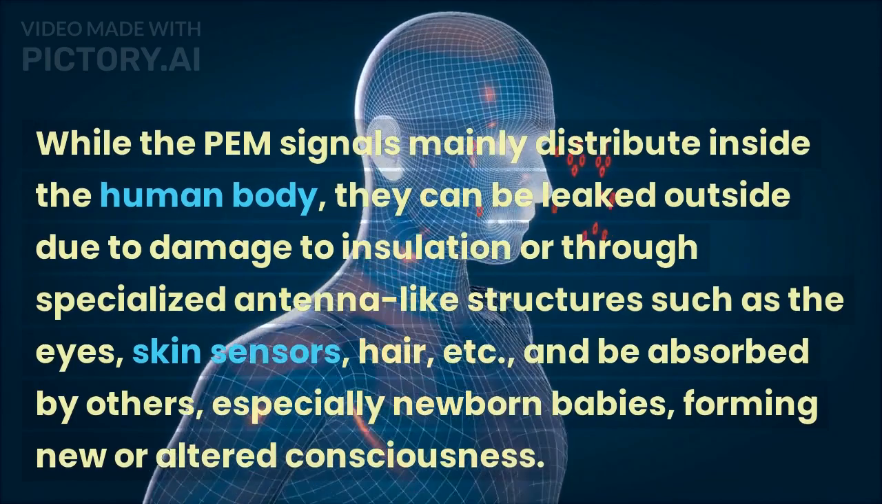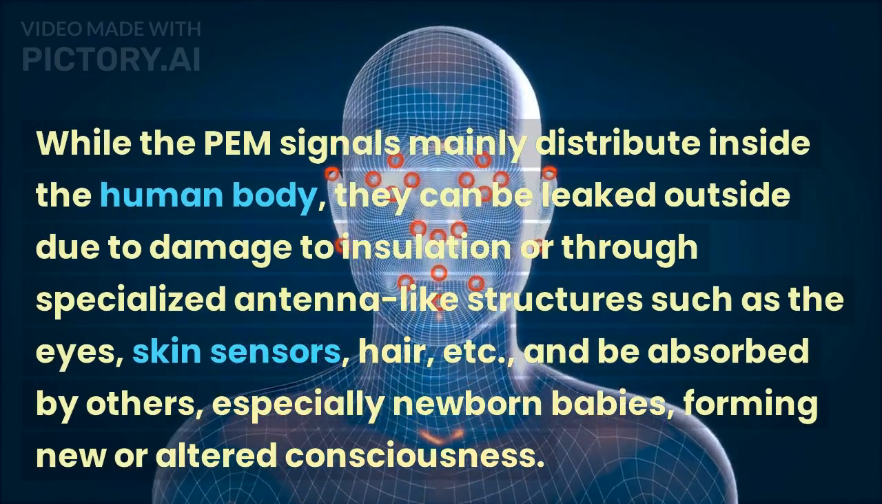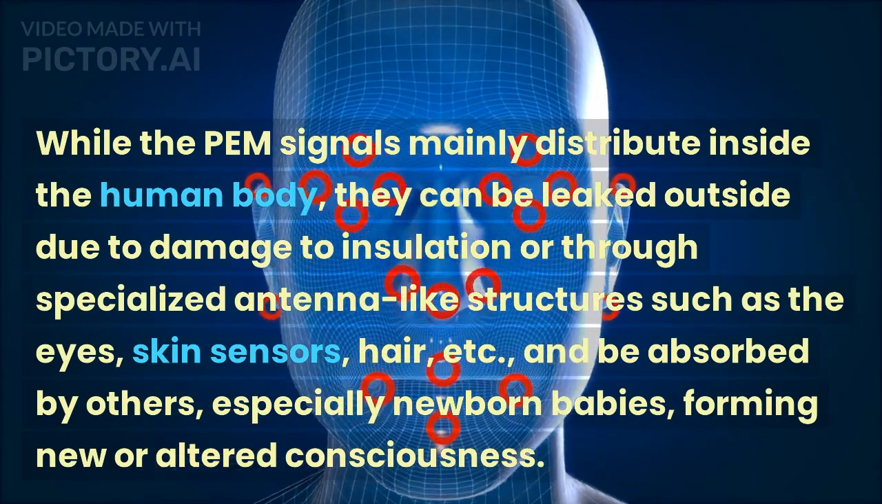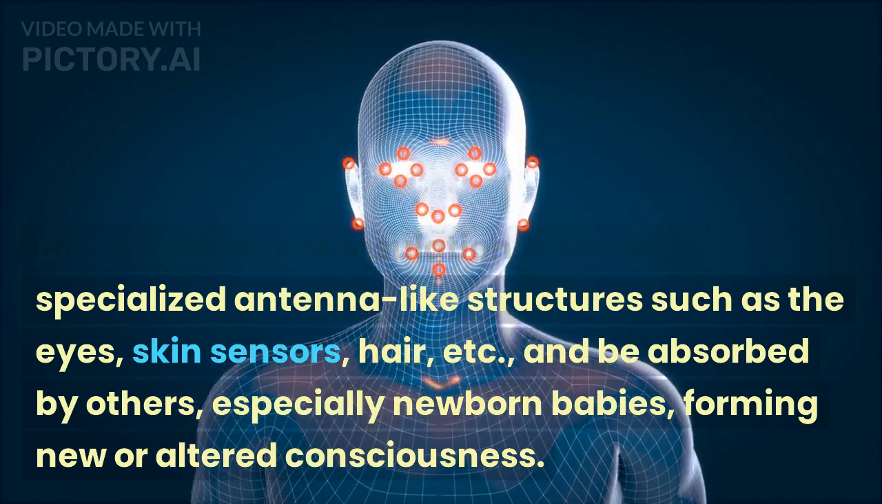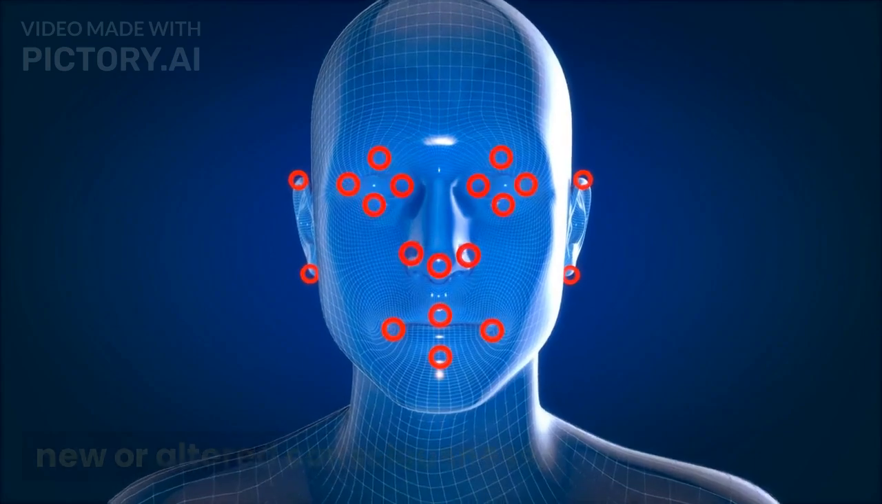While the PEM signals mainly distribute inside the human body, they can be leaked outside due to damage to insulation or through specialized antenna-like structures such as the eyes, skin sensors, hair, etc., and be absorbed by others, especially newborn babies, forming new or altered consciousness.